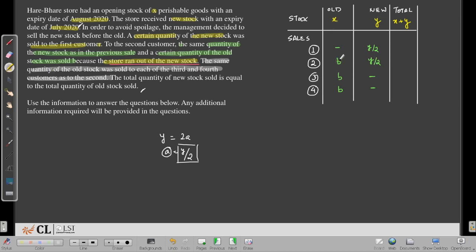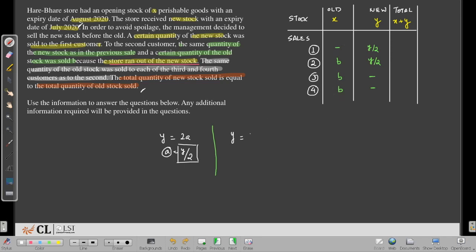Now we have got variables x, y, and b. The information given here also helps us to remove b and put it in terms of x or y. Let's see. The total quantity of new stock sold is equal to the total quantity of old stock sold. So what is that? The total quantity of new stock sold here is equal to y.